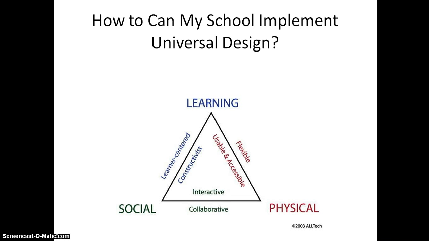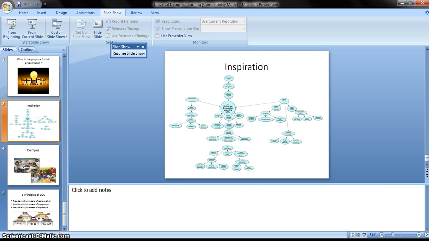And how can my school implement universal design? As you can see, you have to do the learning, and you have to be physical, social, learner-centered, flexible, collaborative, and all those things to help get it into your school. As you can see, the concept of universal design is simple, but it takes vision for it to be implemented correctly.